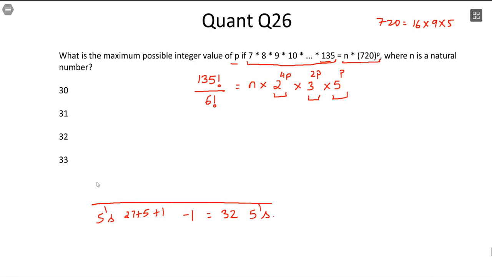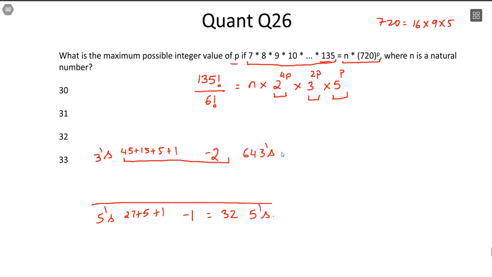Now let's check the threes that are available. In 6 factorial, you would have two threes available, one at 3 and one at 6. So you get minus 2 straight away. In 135 factorial, first you would have 45 plus 15 plus 5 plus 1. Okay. So how many threes are available? 45 plus 15 plus 4, 64.